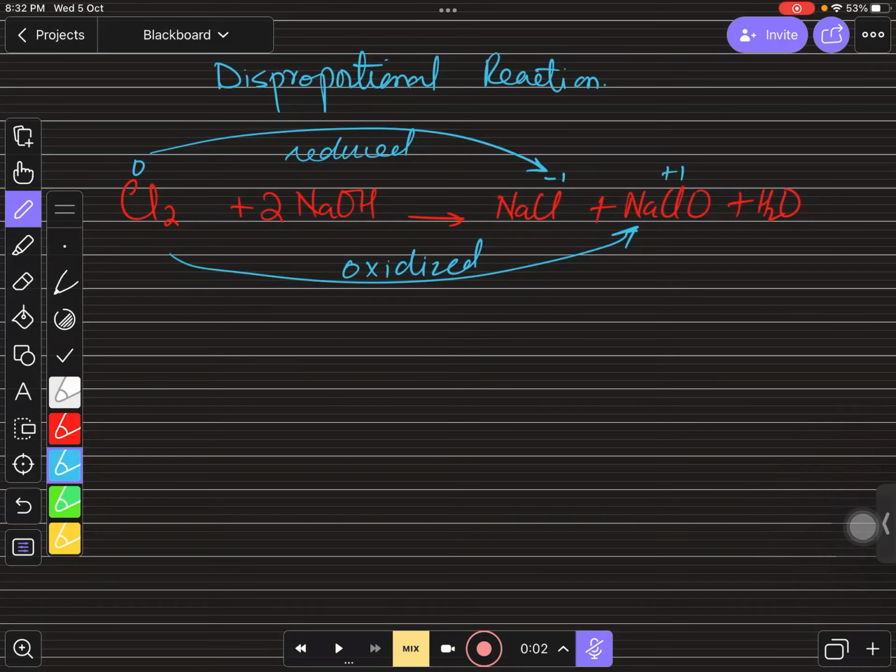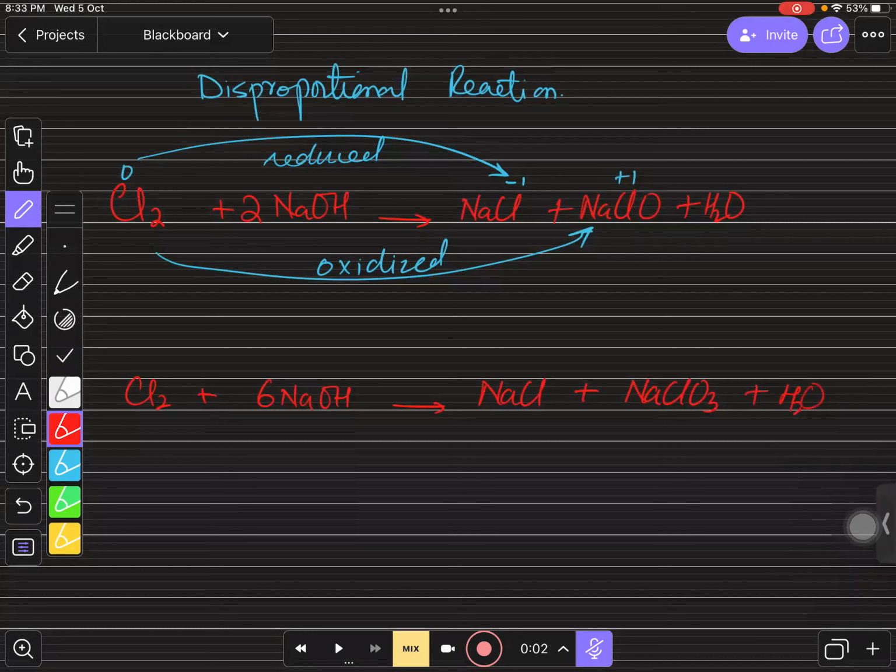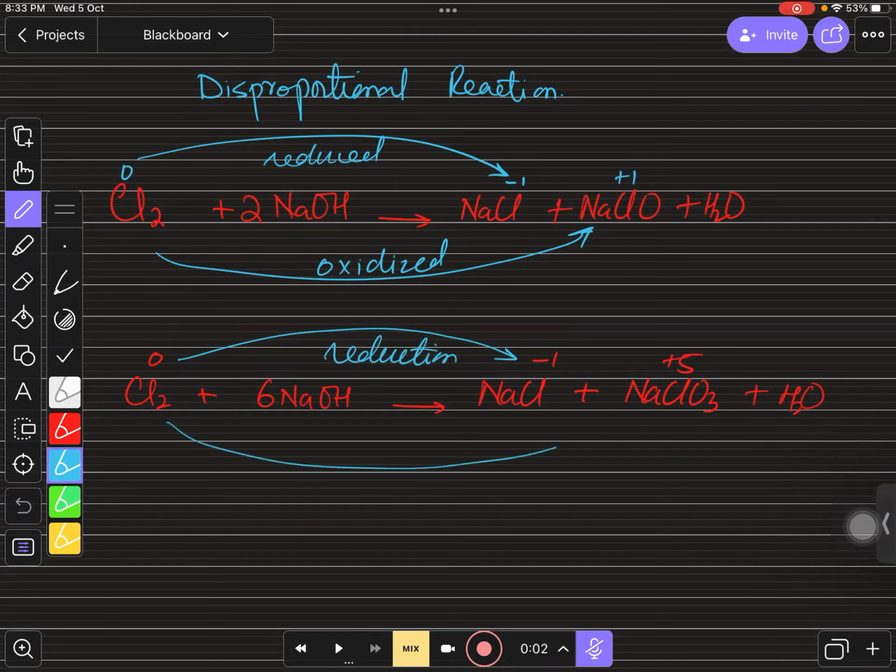In this, 6 NaOH are going to react with chlorine, and they are forming what? NaCl and NaClO3 plus water. Again over here, if you focus on this one, it is 0, it is -1, and it is +5. So this is reduction, and this is oxidation, right? So this is also a disproportionation reaction.